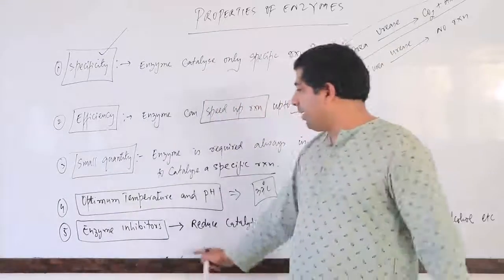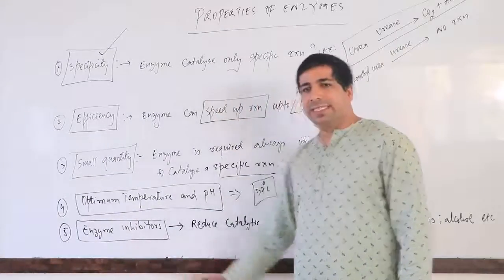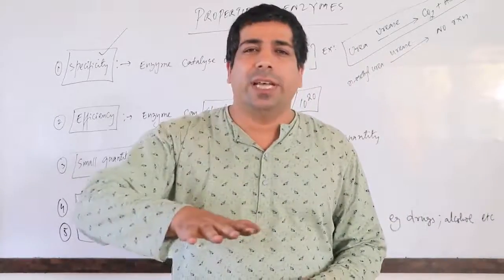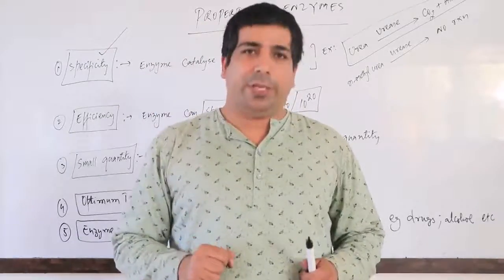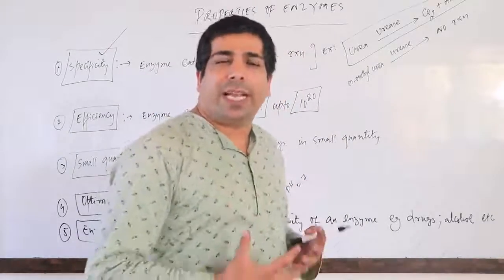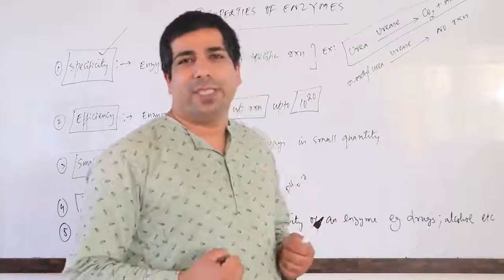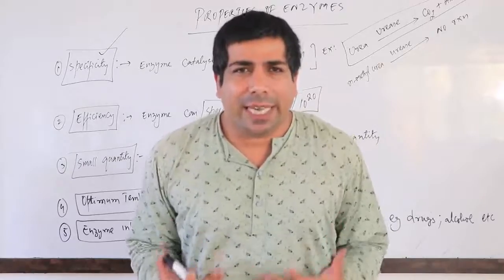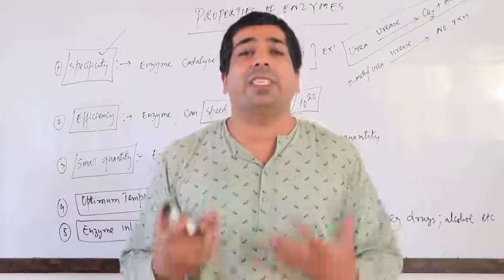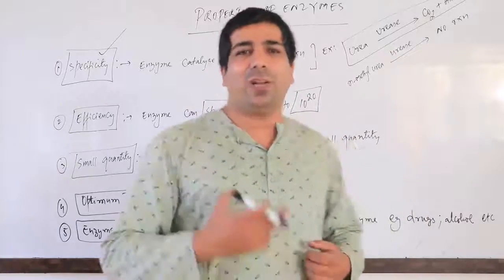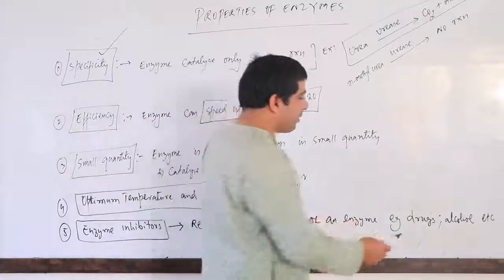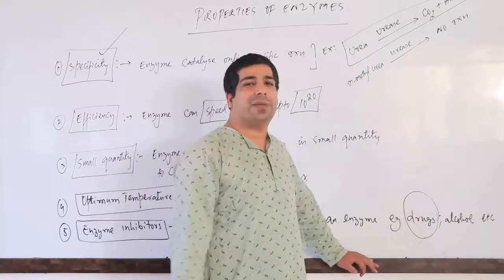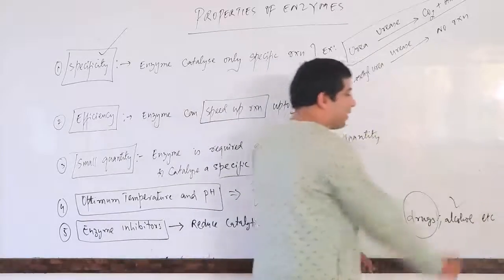And finally we can have enzyme inhibitors. Enzyme inhibitors are basically the substances which will reduce the efficiency of an enzyme, which will reduce the catalytic activity of an enzyme. So it means the inhibitors will decrease the catalytic activity or the efficiency of an enzyme. And what are those inhibitors? Your inhibitors can be drugs. Basically the medicine which you take can act as inhibitors, and even alcohol can also act as an inhibitor.